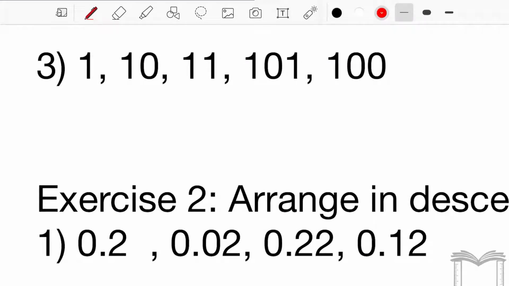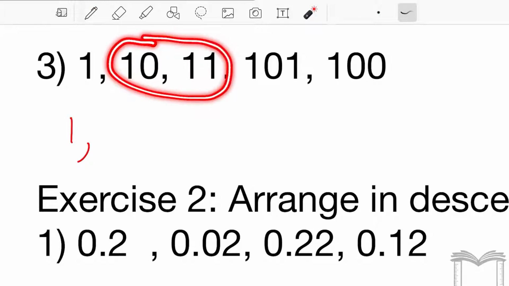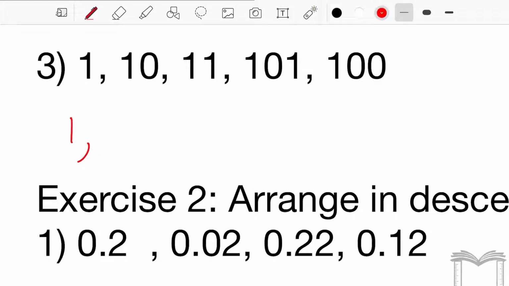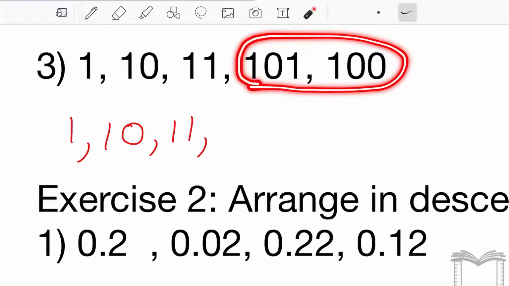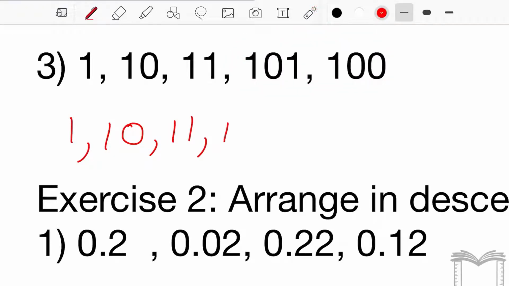Next we have again only this number in the ones, so we will start with that. Then we have 2 numbers in the tens. So 10 is less than 11, so 10 will come first, followed by 11. Then we have 2 numbers in the hundreds. So 100 will come first, followed by 101.